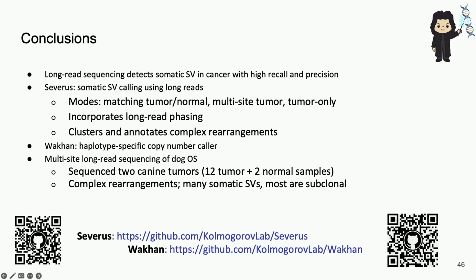And just to quickly wrap up, we think that long-read sequencing is a really nice technology that can help us dive deeply into the complicated structural variants in cancer. We developed Severus, which works really well, and it was designed for cancer, for tumor-normal and multi-site tumor modes. We are also working on a tool called Vahan for haplotype-specific copy number calls from long-read data. And we are actively investigating this interesting data from multi-site osteosarcoma sequencing.